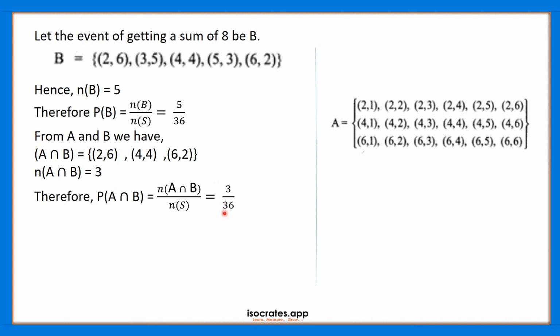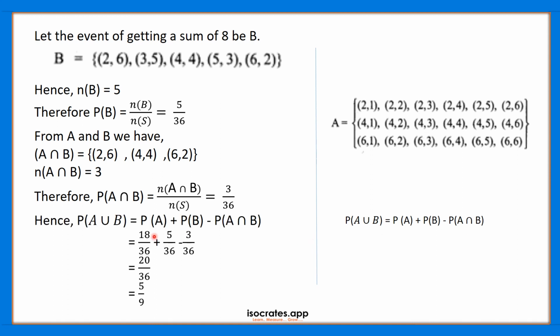So now we have the values of P(A), P(B) and P(A intersection B). So it is easy to use the formula P(A union B), which is given as P(A) plus P(B) minus P(A intersection B). Hence, P(A union B) is equal to 18 by 36 plus 5 by 36 minus 3 by 36, which equals 20 by 36. On simplifying 20 by 36, we have 5 by 9 as our probability of A union B, that is, the probability of getting an even number on the first die or a total of face sum 8.